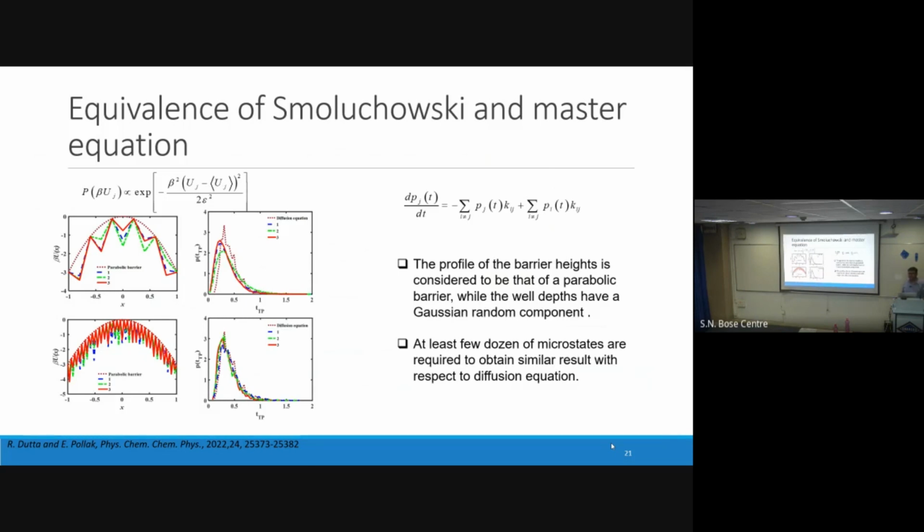That means each realization means a different energy configuration. Yes, yes.